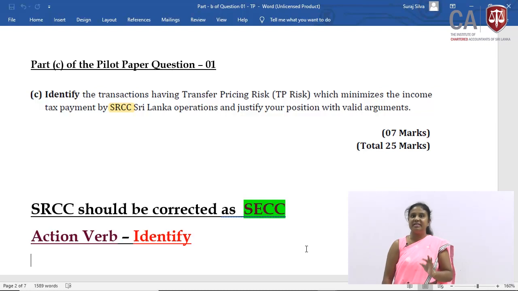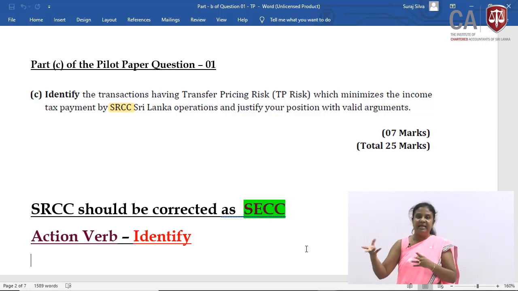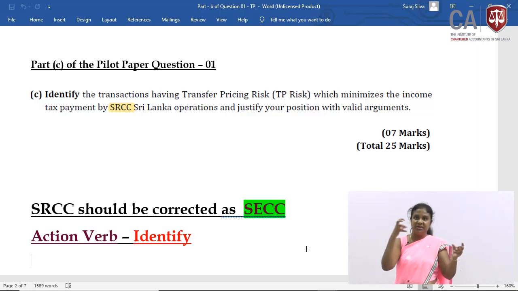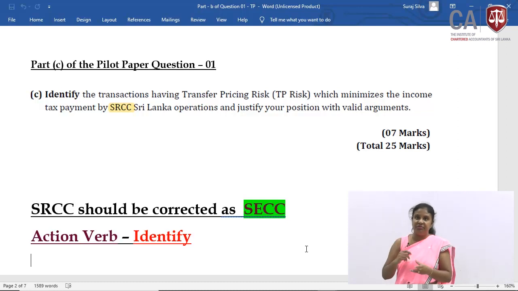Now, can you remember, this is related to the non-resident taxation question. There was a group, SRCC and SCCC. Under that, it is asking what the transfer pricing risk is. What is the transfer pricing risk? Without having arm's length pricing, can a group of companies minimize the tax burden? That's the question. If they have done anything like that, then it should be rectified. As a tax consultant, it's your position.